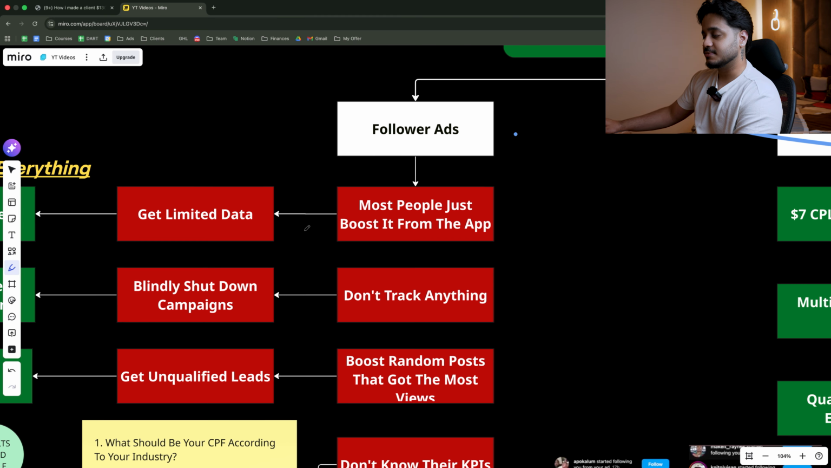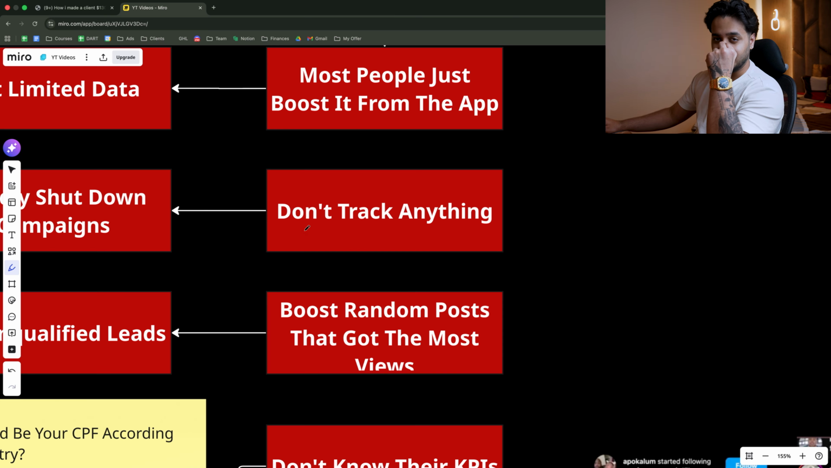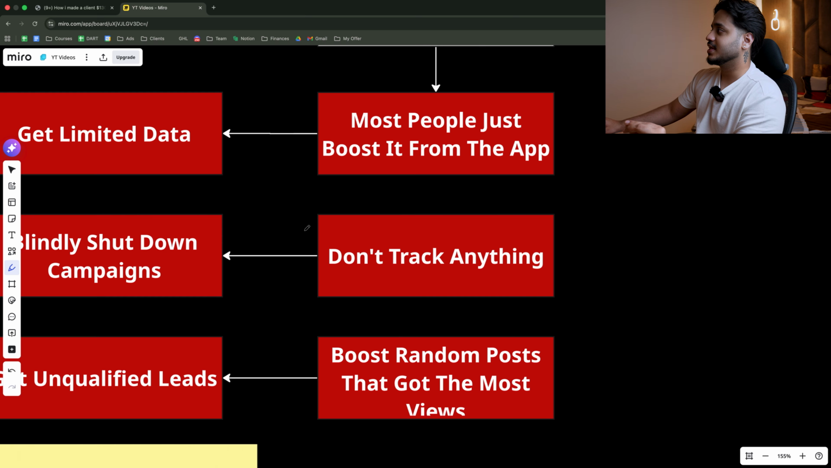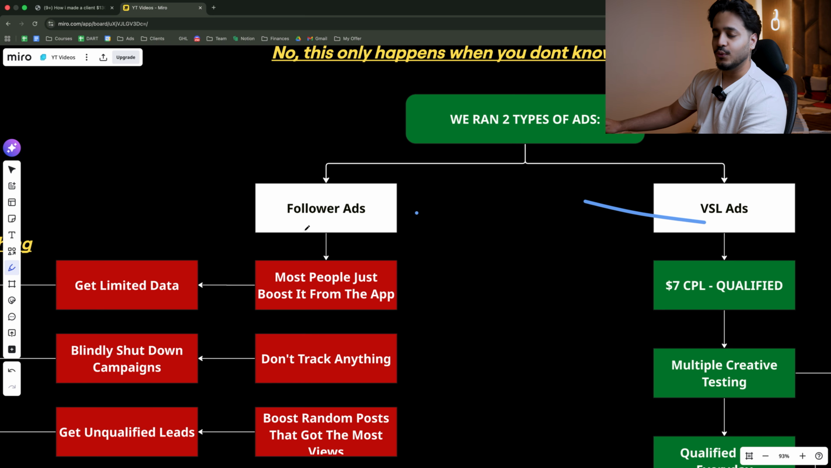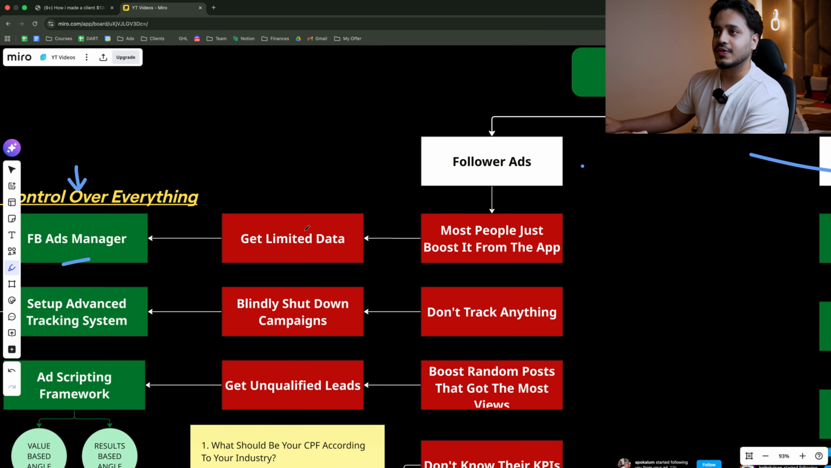A third mistake is boosting random posts that got the most views. Like, oh my god, the amount of people I've seen do this is insane. I don't know why people get the idea that boosting the most viewed post is also going to get them the most amount of followers. No, that's not the case. It got you the most amount of views, but it might not have gotten you the most amount of followers, right? So there's no point in boosting the most viewed post. Plus, it's not optimized for getting followers, right?